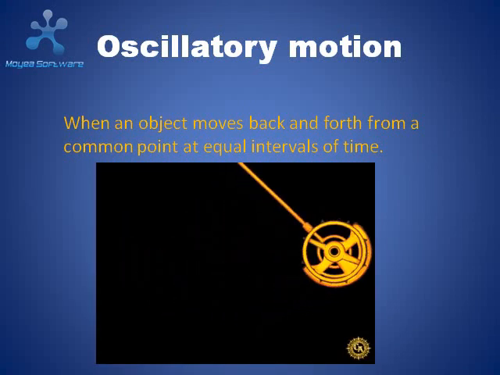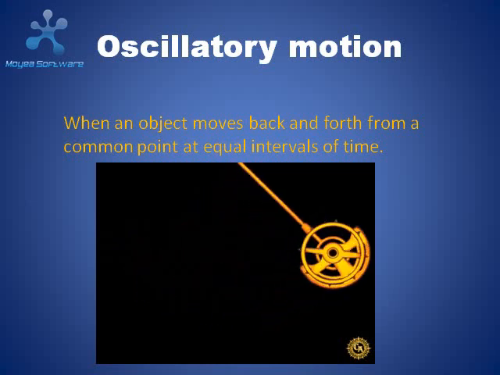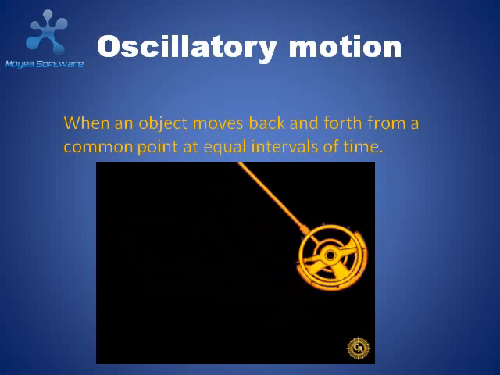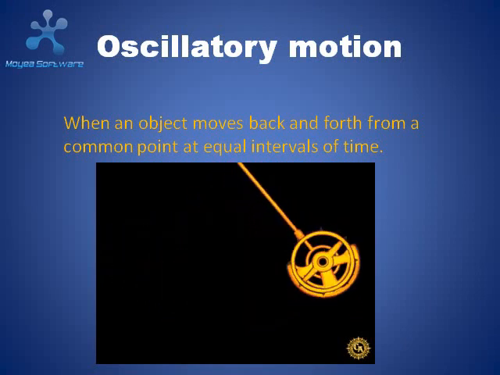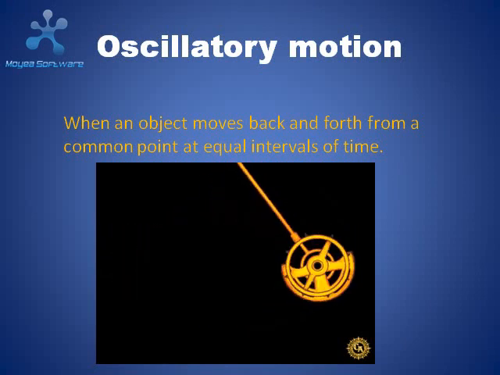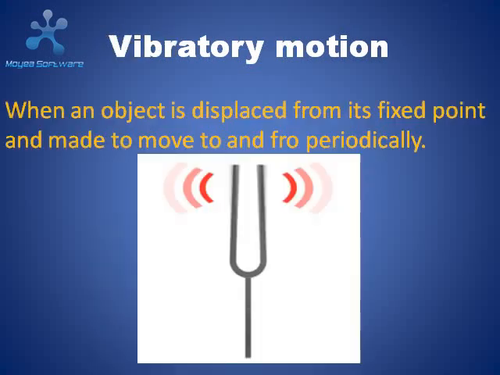Another common example for oscillatory motion is the pendulum. You can see pendulum clocks. There is a rod like this which moves back and forth at equal intervals of time. Hence, this is an example of oscillatory motion. The oscillatory motion comes under the topic of periodic motion.